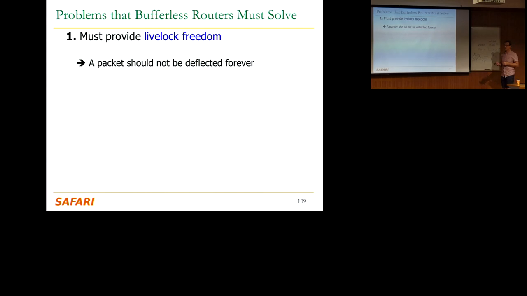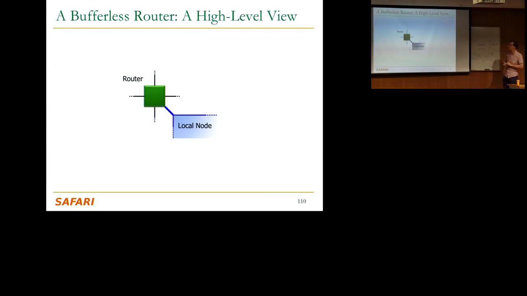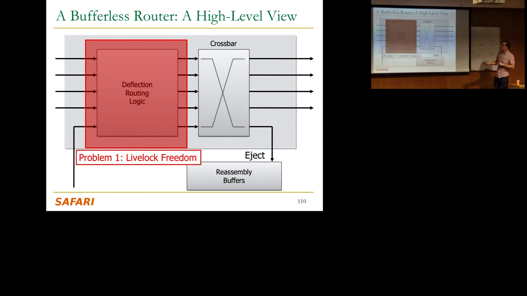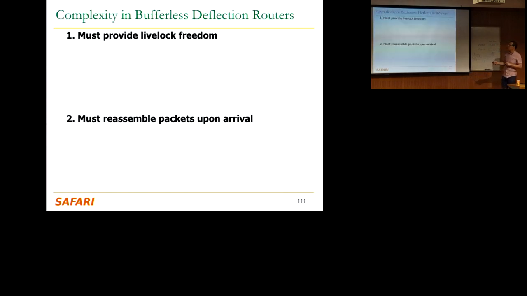So these are the two major problems that you need to solve in a bufferless router. You must provide live lock freedom: a packet should not be deflected forever. And you must reassemble packets upon arrival. The routing unit is the flit, and packets are one or more flits, as we've discussed. So this is the high-level view of the router. You have a local node, and this is the bufferless router. You have a deflection routing logic, and you have an ejection logic that puts things into the reassembly buffers. We're going to solve this problem over here, and we're going to solve the second problem over here. So let's take a look.